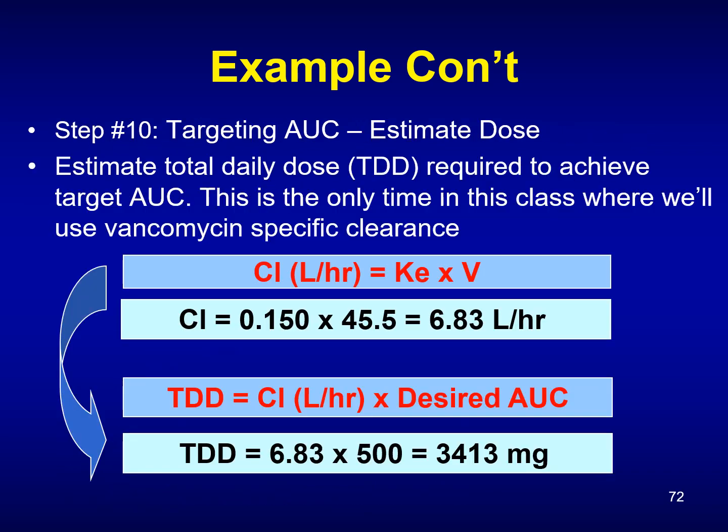Step 10, targeting AUC, estimating the total daily dose required to achieve this target AUC. Remember, this is the only time we'll be using vancomycin-specific clearance instead of Cockcroft-Gault clearance. So clearance in liters per hour is equal to Ke times V. In this case, clearance is equal to 6.83 liters per hour, which will feed into the total daily dose equation, multiplied by the desired AUC of 500, giving us a total daily dose of 3413 milligrams.